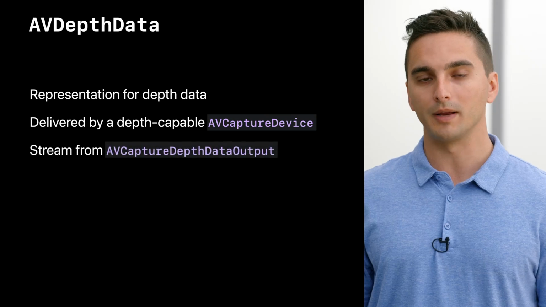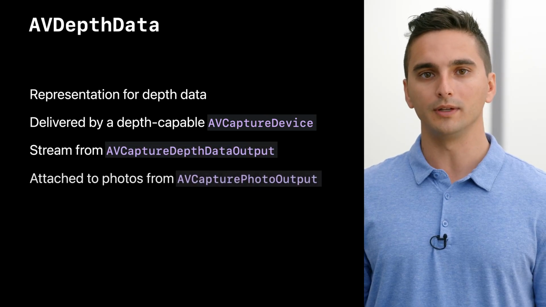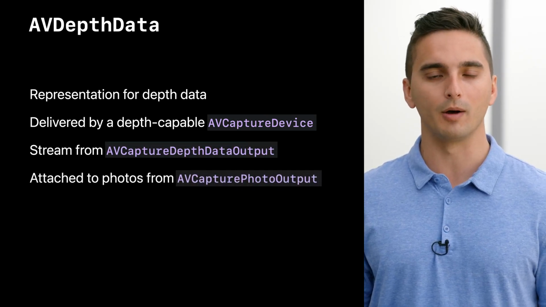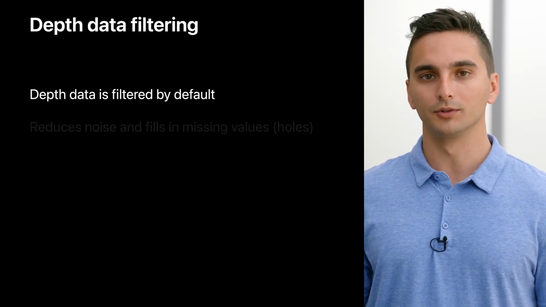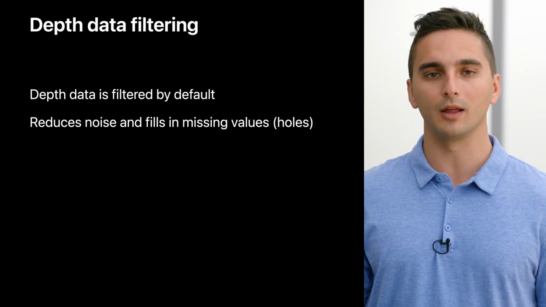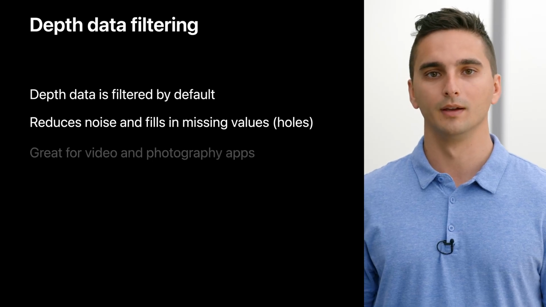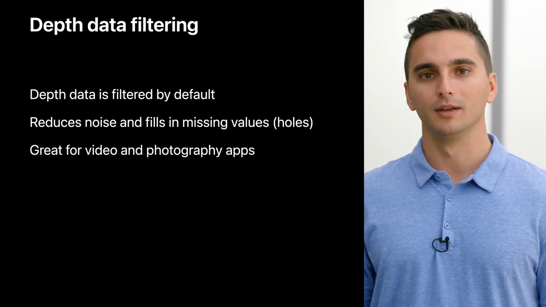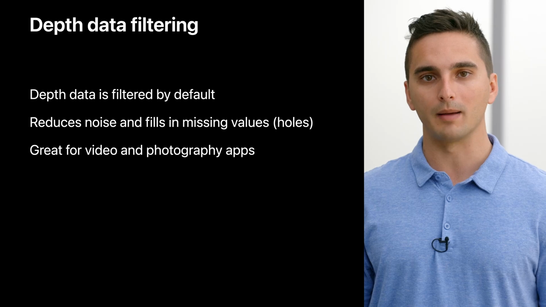You can stream depth from an AV capture depth data output, or receive depth attached to photos from an AV capture photo output. Depth data is filtered by default. Filtering reduces noise and fills in missing values or holes in the depth map. This is great for video and photography apps, so artifacts don't appear when using the depth map to apply effects on a color image.